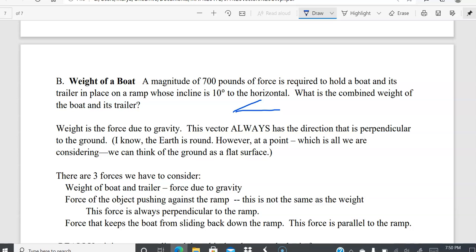The force that the object, that boat and the trailer, are pushing against the ramp. There's always a force pushing against things. This isn't the same as the weight. And this force is perpendicular to the ramp. And then there's the force that's keeping the boat from sliding backwards. And so this is a force that's parallel to the ramp. And friction has a role in this force. And like I said before, we're looking at a very simple picture, right? I've simplified the physics here.